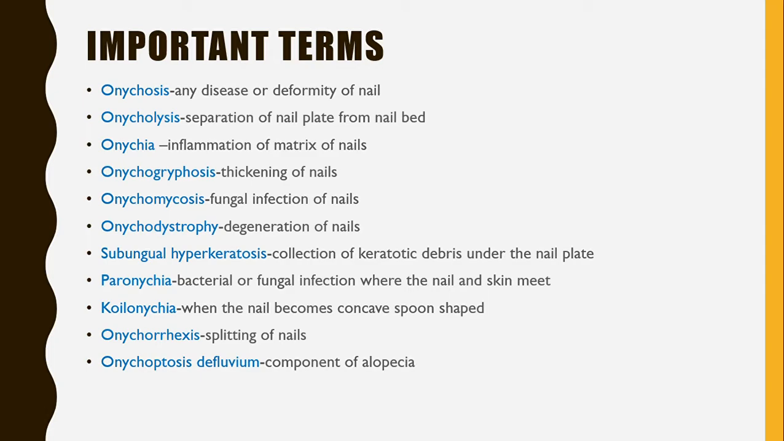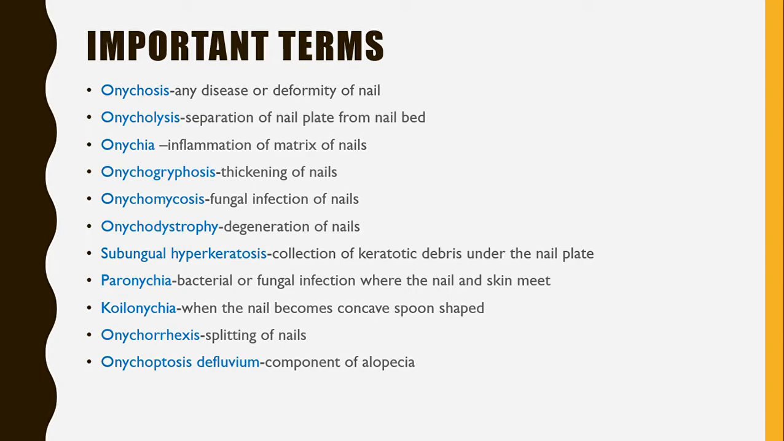Now we'll see the important terms which are related to nails. Onychosis is any disease or deformity of nail. Onycholysis is separation of nail plate from nail bed. Onychia is inflammation of matrix of nails. Onychogryphosis is thickening of nails. Onychomycosis, as mycosis is fungal infection, is fungal infection of nails. Onychodystrophy is degeneration of nails.